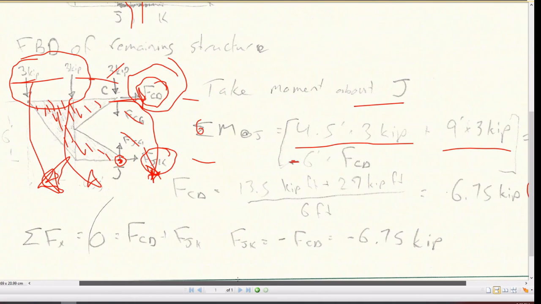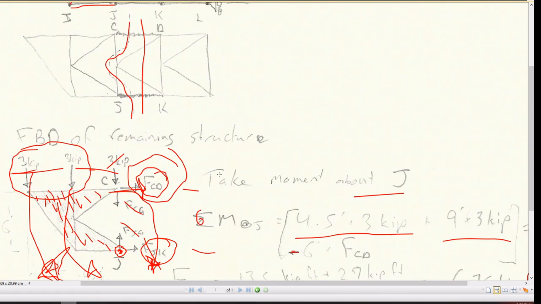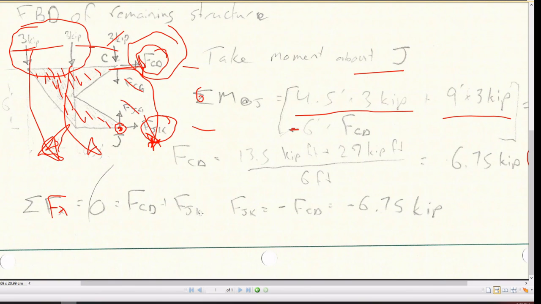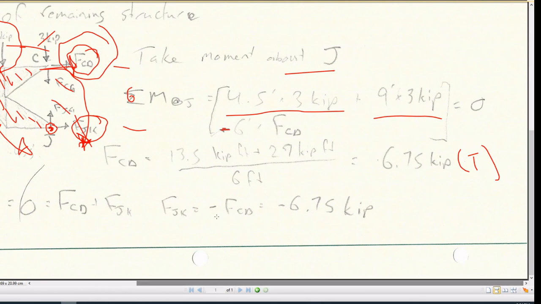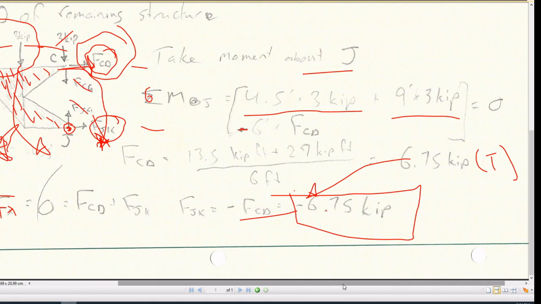And then the next thing to do is worry about our FJK. So let's take the sum of the forces in the x direction: FCD and FJK added together. When we solve for FJK, we move FCD over to the other side, plug in that value, which gives us a negative 6.75 kip. So, yeah, there we go.